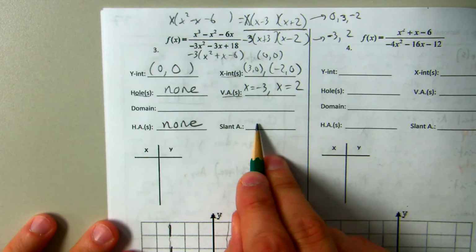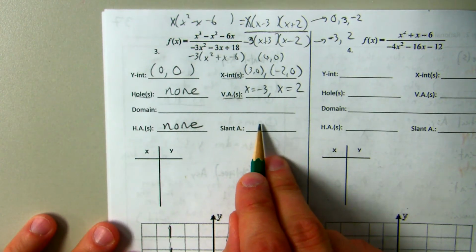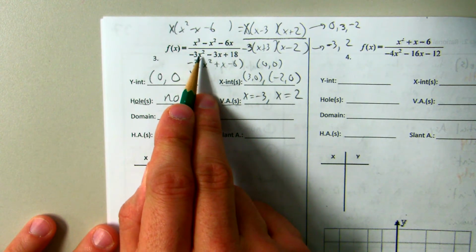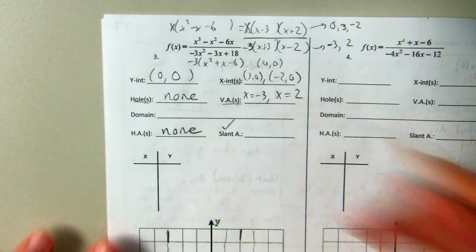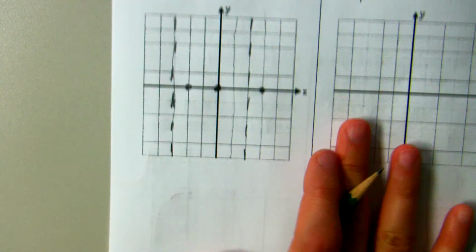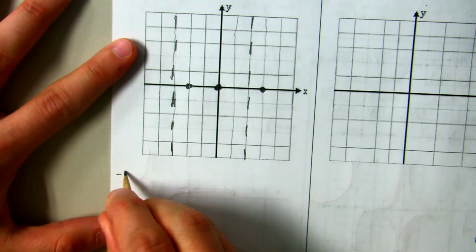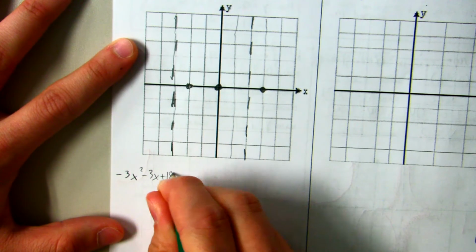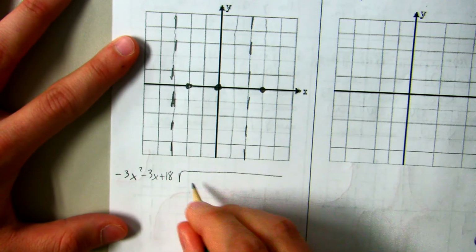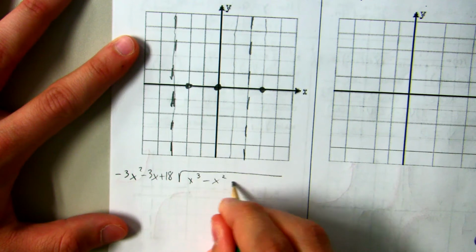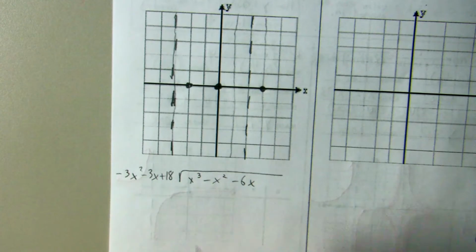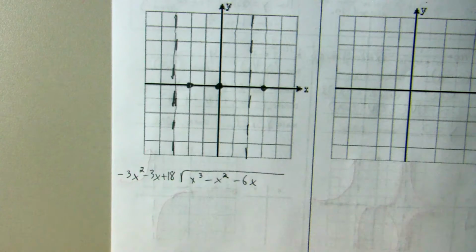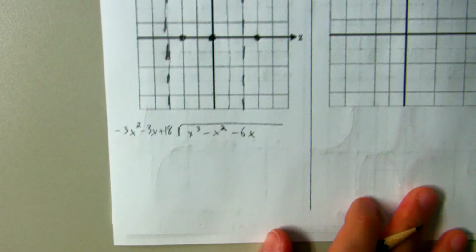For slant asymptotes, I only want to do that if the degree of the numerator is 1 bigger than the degree of the denominator, which is true here. So this will have a slant asymptote. And for us to find it, we have to do long division. And we need to ignore the remainder.